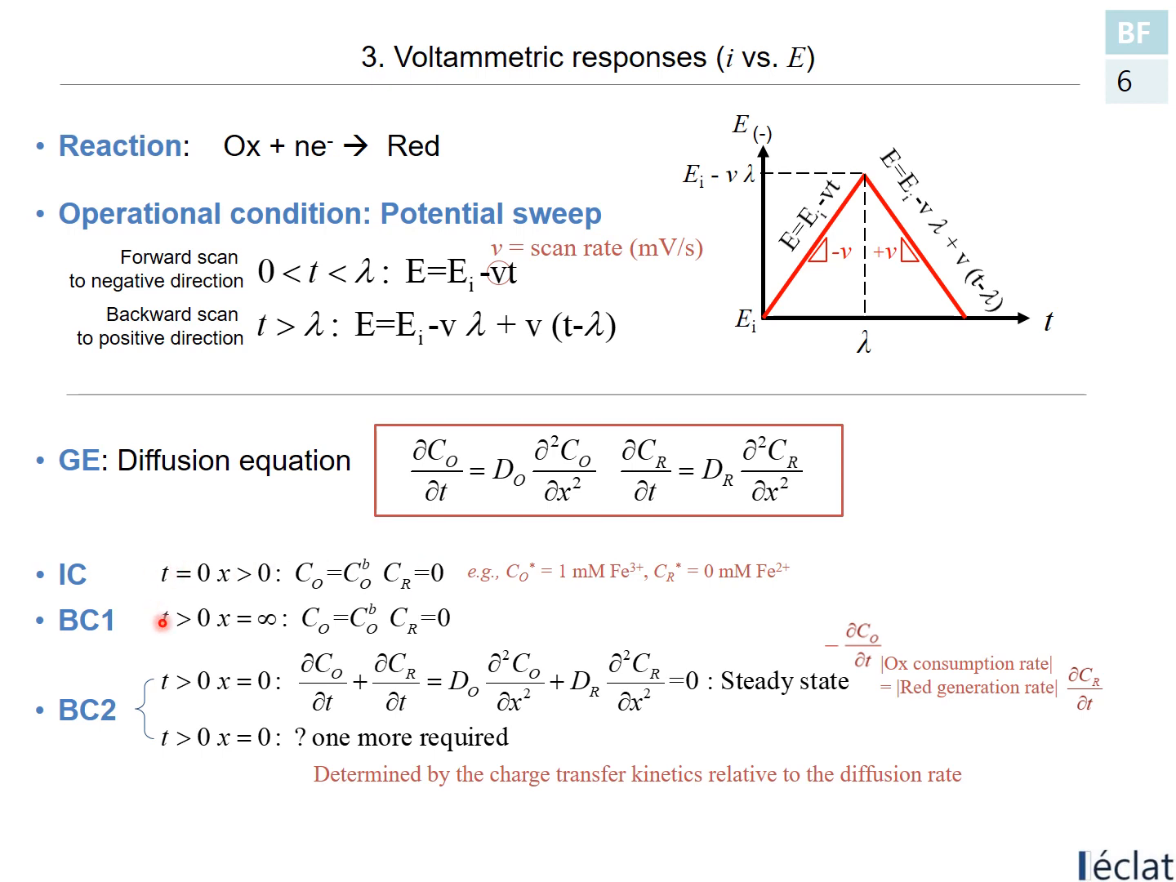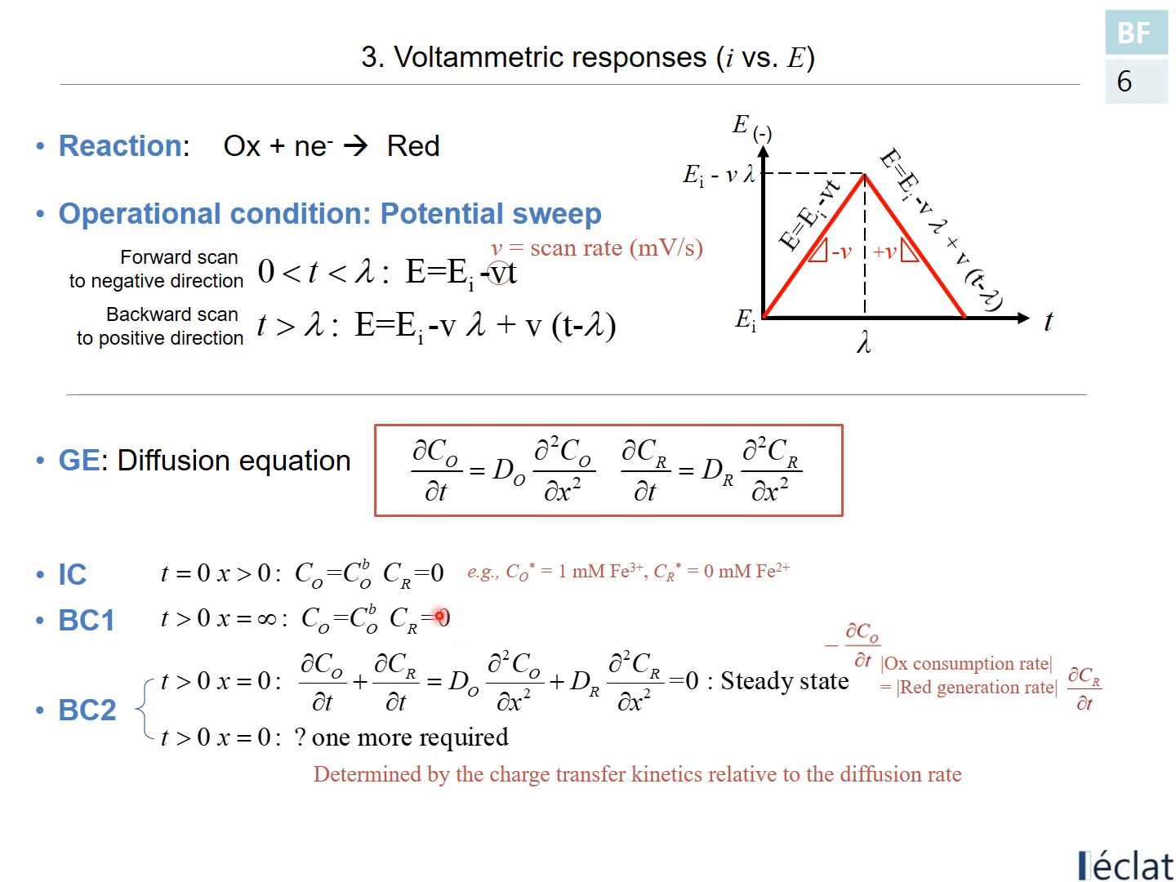Then let's go to boundary condition number 1. In the bulk region of the electrolyte, of course, the concentration of all species should be equal to the bulk concentration or initial concentration. So CO is going to bulk and CR is going to bulk, which is equal to 0.